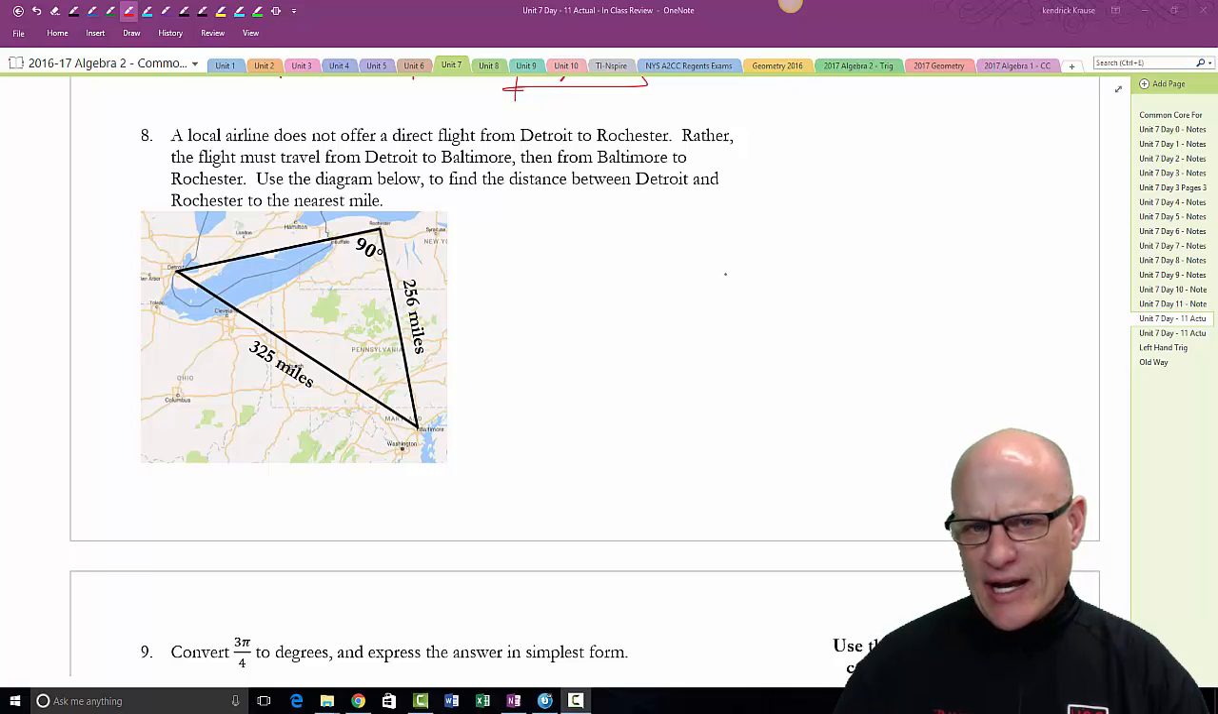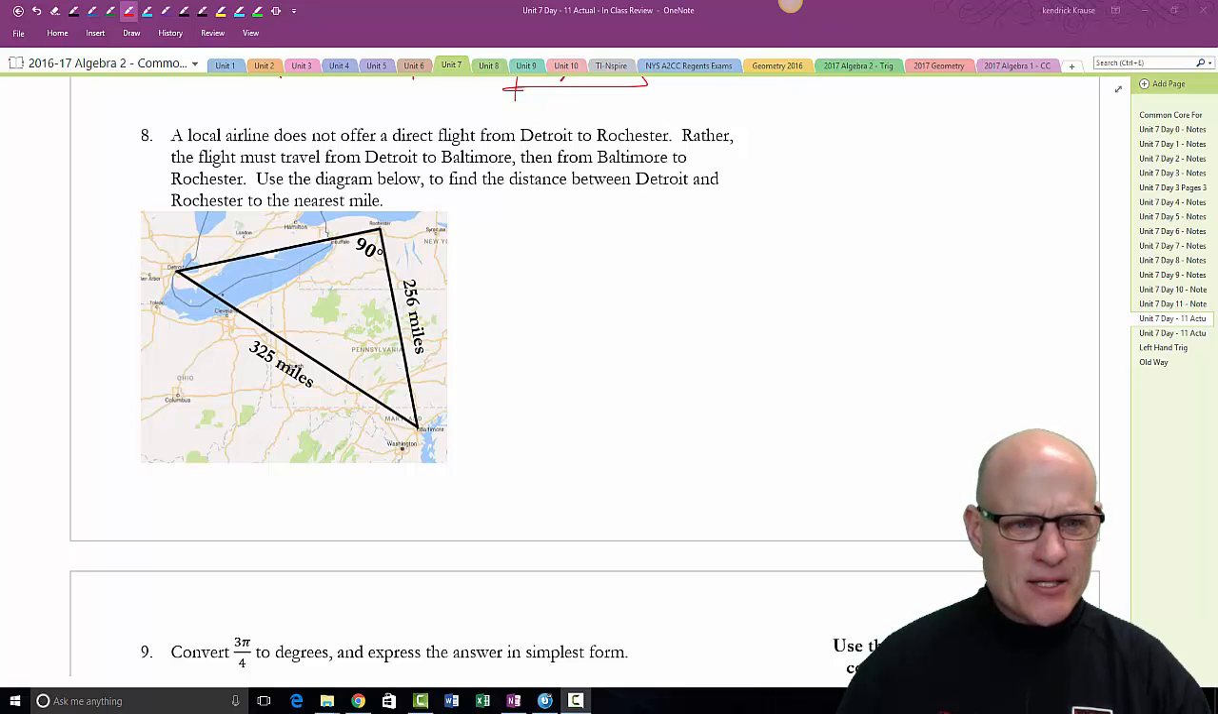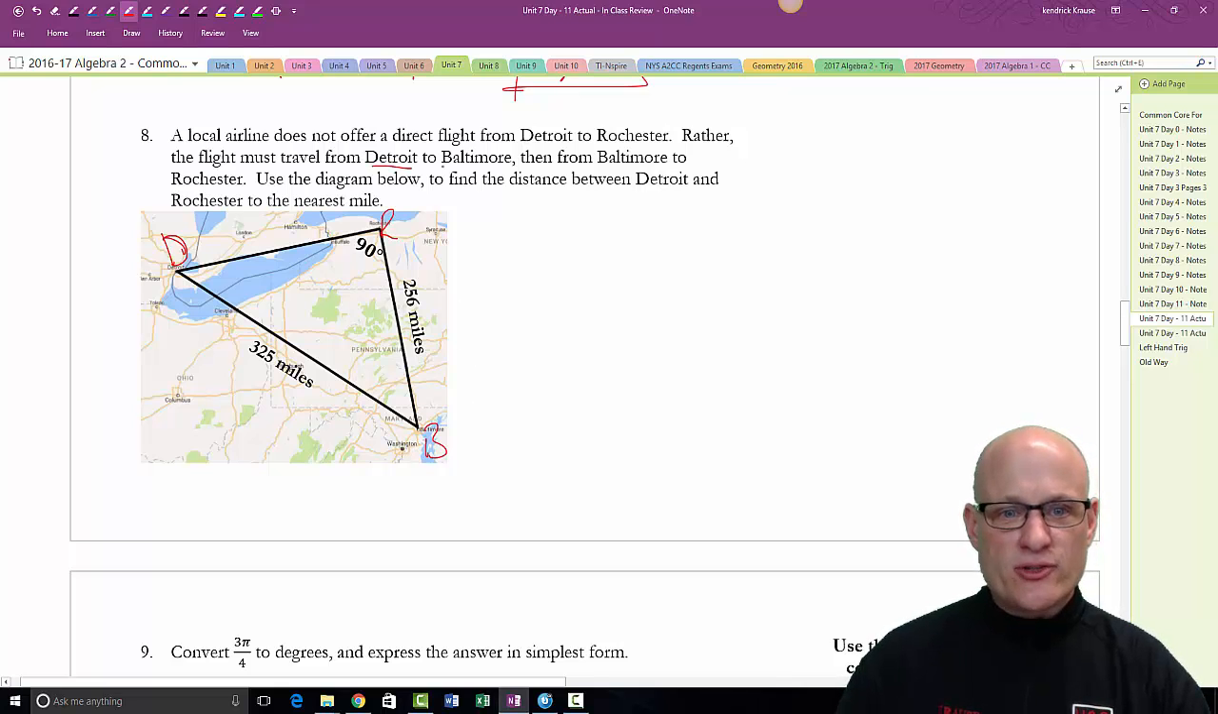Okay, a local airline does not offer a direct flight from Detroit to Washington. Rather, the flight must travel from Detroit to Buffalo. Use the diagram to find the distance between. Here's Detroit, there's Rochester, and there is Baltimore. I've got to go from Detroit to Baltimore, and then from Baltimore to Rochester. Use the diagram below to find the distance between Detroit and Rochester to the nearest mile.